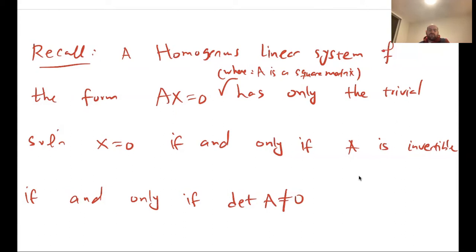So we assume that A is invertible. So we assume A is square. Now, if A is square, then AX equals 0 has only the trivial solution x equals 0 if and only if A is invertible, and that happens if and only if determinant A is non-zero.